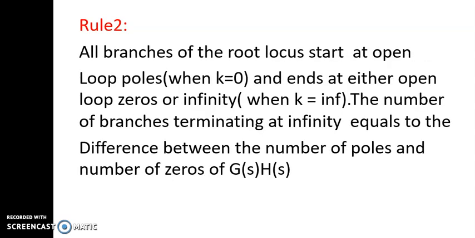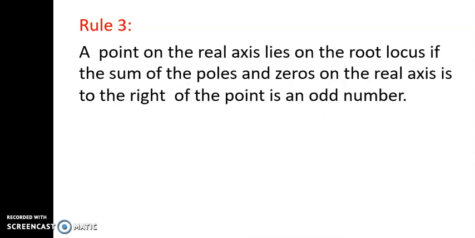What is rule number 2? All branches of the root locus start at open loop poles when K is equal to 0, and end either at open loop zeros or at infinity when K is equal to infinity. The number of branches terminating at infinity is equal to the difference between the number of poles and the number of zeros of G(s)H(s).